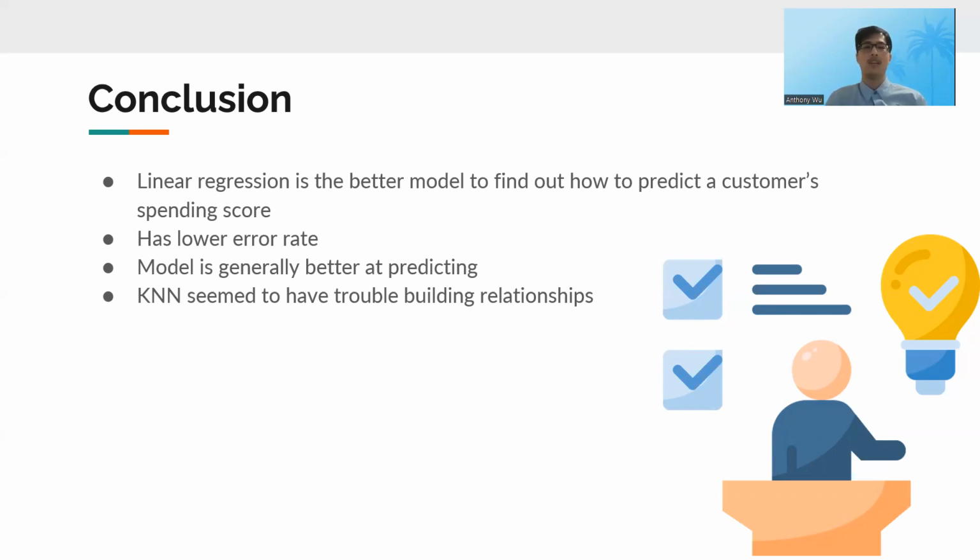As I looked at the results of the KNN model, it seemed like the KNN model had trouble building relationships because of the data being so random. It seems like it couldn't figure out the reason for the spending score in terms of looking at the other independent variables.